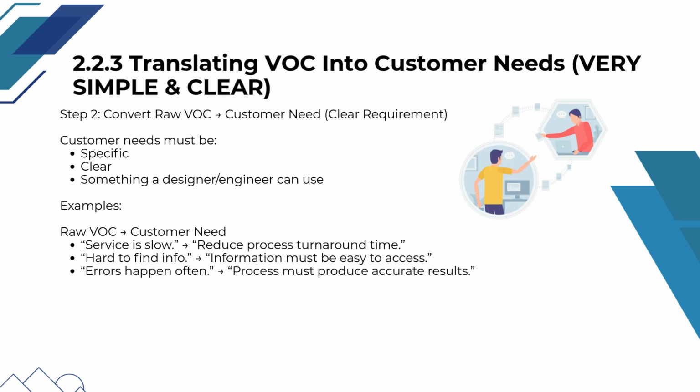These needs must be specific, unambiguous, and usable by designers or engineers for creating solutions. For example, a customer comment like "service is slow" becomes the customer need: reduce process turnaround time. "Hard to find info" translates to "information must be easy to access," and "errors happen often" becomes "process must produce accurate results." This conversion ensures that vague feedback is turned into measurable, design-ready requirements.